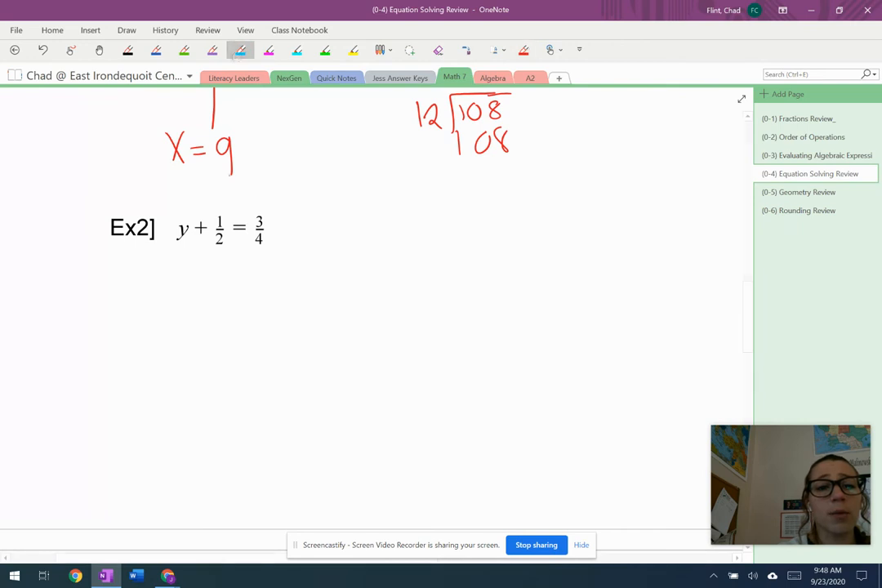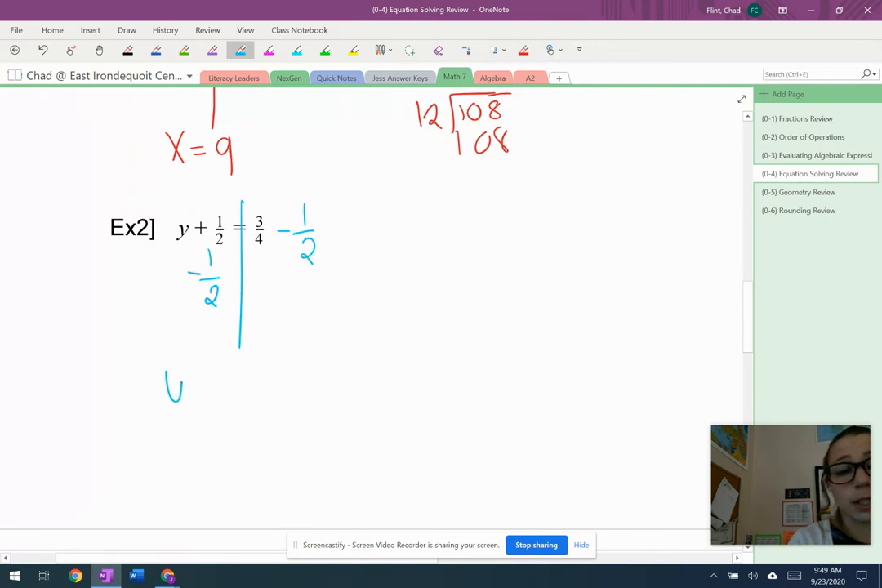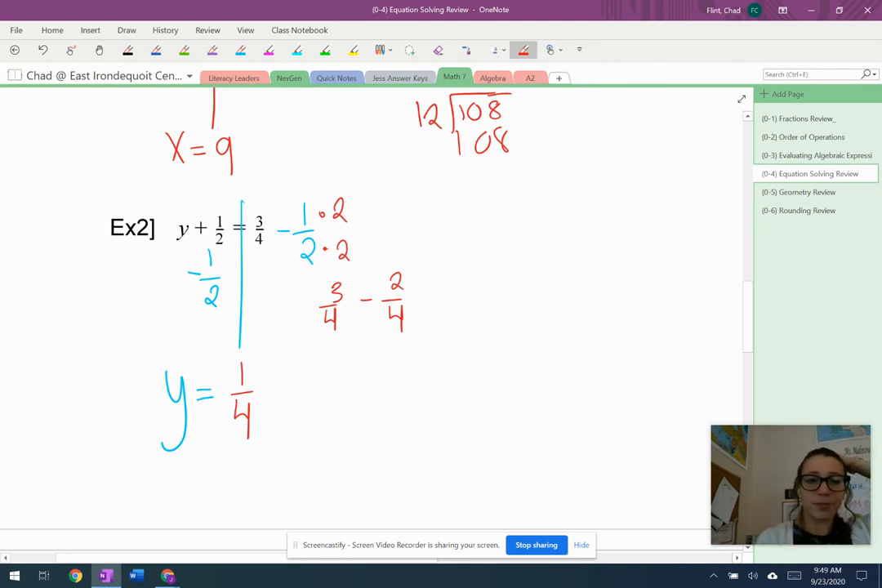Example 2. So we've got y plus 1/2 is equal to 3/4. The 1/2 is preventing the y from being by itself. The 1/2 is being added to the y, so the opposite or the inverse operation of addition is subtraction. Now here you might have to remember some notes from 0-1 about adding and subtracting fractions. In order to do that, I need to make common denominators first. So that turns into 3/4 minus 2/4. So y is equal to 1/4. And again, I did subtraction because that's the opposite of addition.